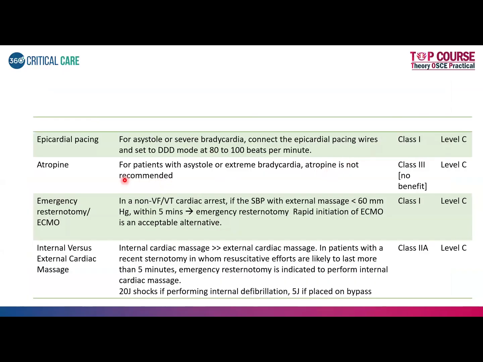For atropine, in other cases, it is not recommended. Asystole, extreme bradycardia, initially do not give atropine. Okay, there is no benefit. First, do pacing. So, pacing is what has to be done. Then later on, go for other drugs. And emergency resternotomy, we have been mentioning it again and again. The thing that you need to remember is, if the blood pressure is less than 60 millimeter of mercury, then go for the emergency resternotomy within 5 minutes. And if you have a center where ECMO is available, then go for a rapid initiation of ECMO, which is an alternative.